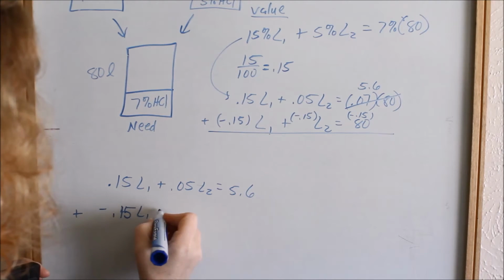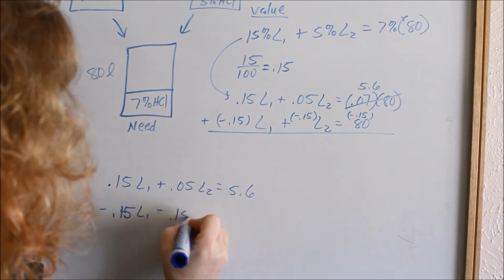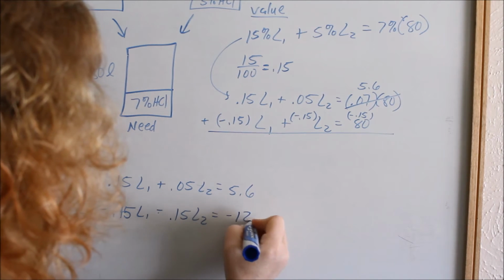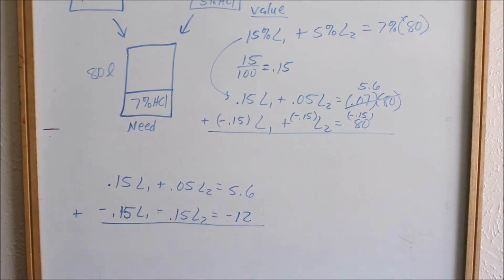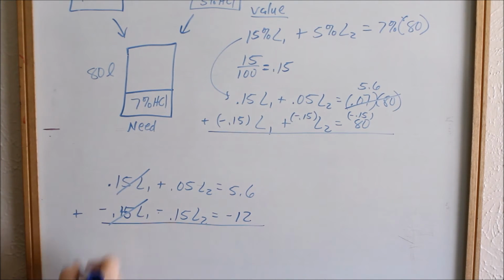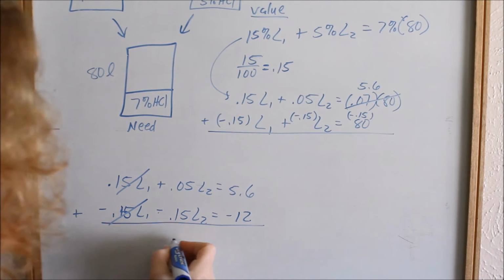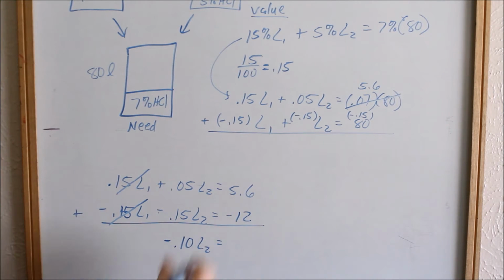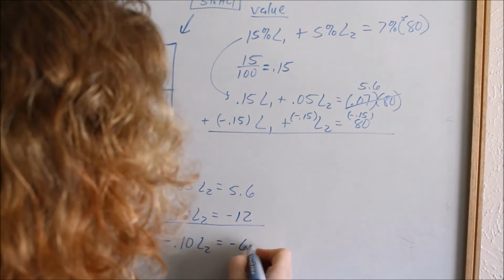My bottom equation is the one I was multiplying everything by negative 0.15, plus, or that would actually be minus 0.15 L2 equals, now it's a negative 0.15 times 80, which was negative 12. Okay, now I'm adding my equations together. A positive 0.15 and a negative 0.15 is 0. Now I've got a negative 0.15 and a positive 0.05, which is a negative 0.10 L2, and then negative 12 and adding it to 5.6 is negative 6.4.